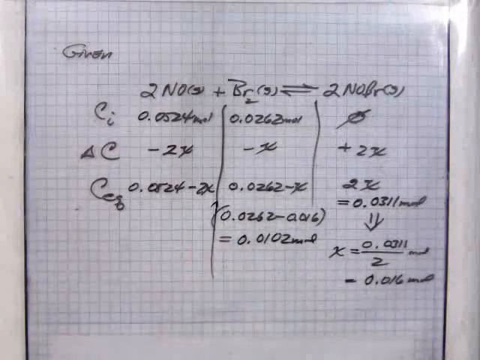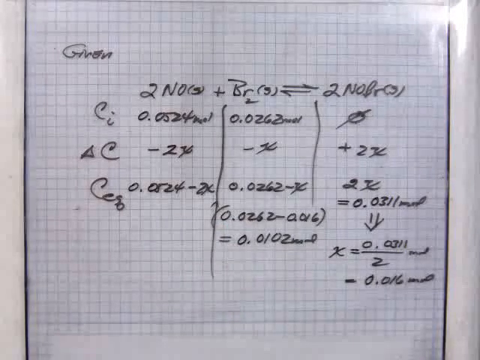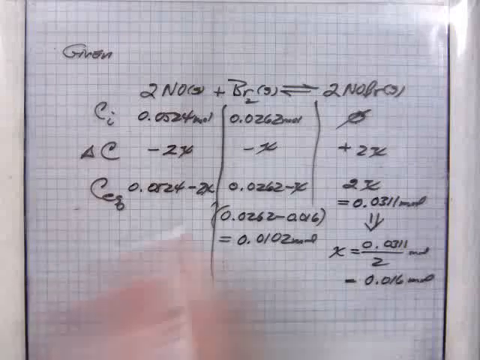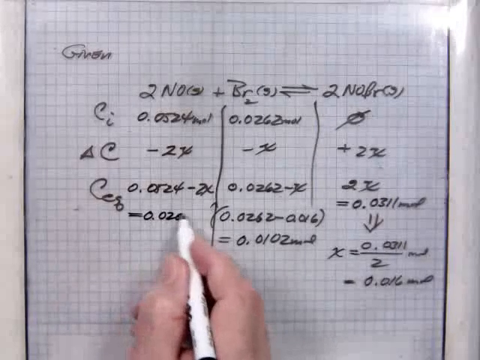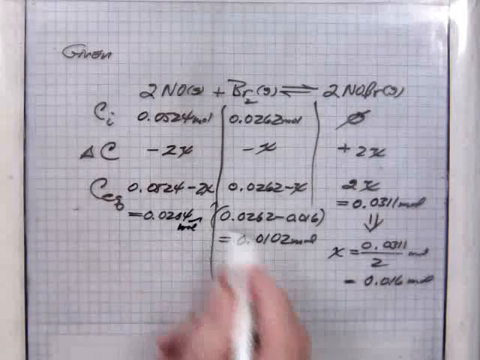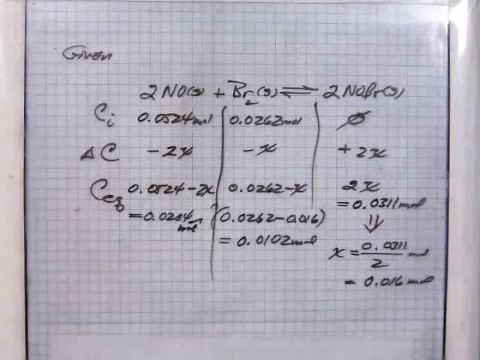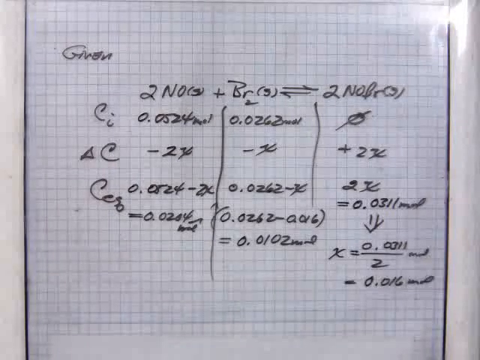And this last one is 2 times 0.016, and negative plus 0.0524, which gives 0.0204. So that's the way you fill up this table. Now, moles are not used to calculate the equilibrium constant. It's moles per liter, the molarity, and that's where we'll start tomorrow.